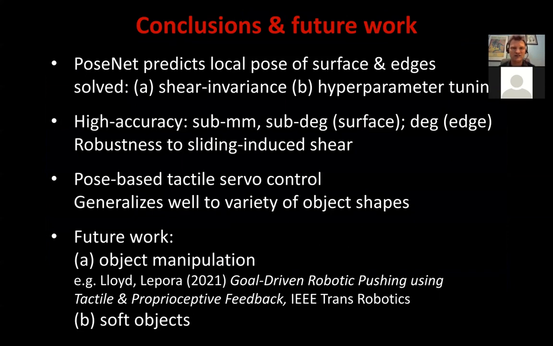Okay, so to give some conclusions: the PoseNet predicts the local pose of surfaces and edges needed to solve the shear invariance and the hyperparameter tuning problems, to high accuracy, sub-millimeter, sub-degree. Then we combine that with pose-based servo control, and it generalized well to a variety of objects and shapes. Future work, we've been looking at using similar methods for object manipulation. In particular, there's a paper just been accepted by John and myself in Transactions on Robotics on pushing objects, non-prehensile manipulation, using related methods, and future work as well to look at soft objects.